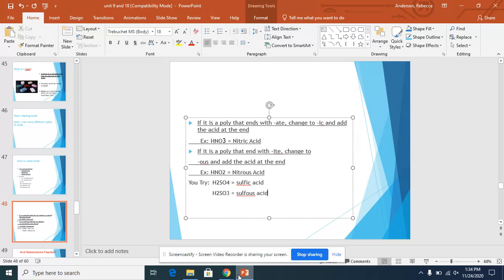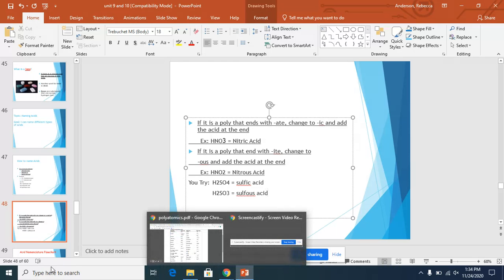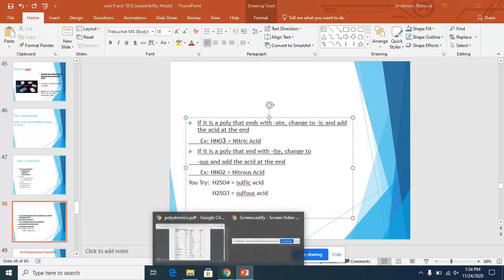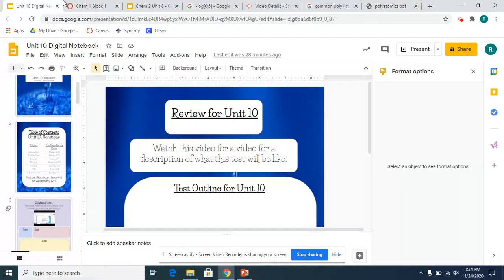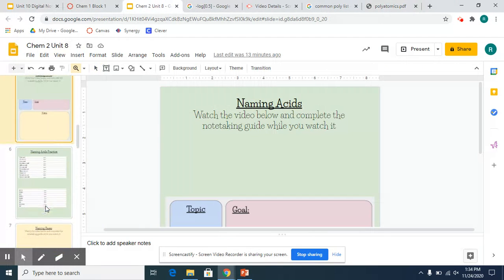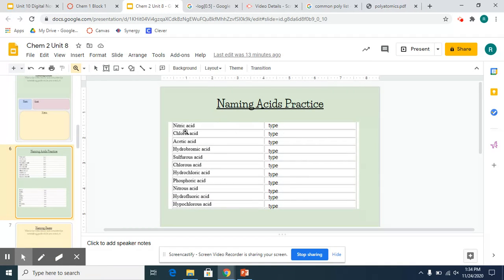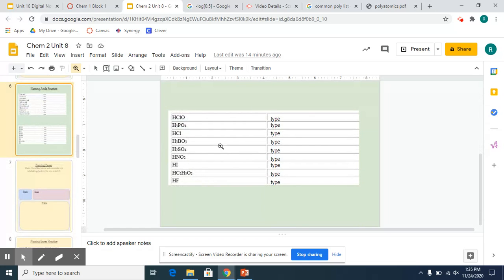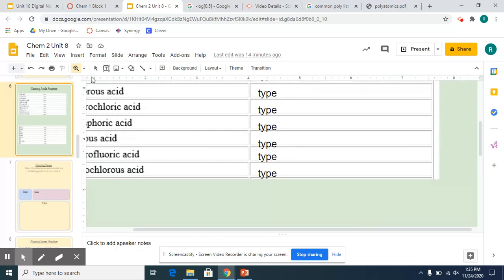Now, if they give you the name, so let's go to our practice page in your digital notebook so I can look at it with you. There we are. So here, if they give you the name, so nitric acid, since it does not have hydro, then you know you need to look at poly. And since it's ic, then it would be nitrate. Actually, I'm just going to have you name the compound itself instead of this section too. So you just have to worry about the bottom. If you have questions on anything, let me know, and I will be happy to help.